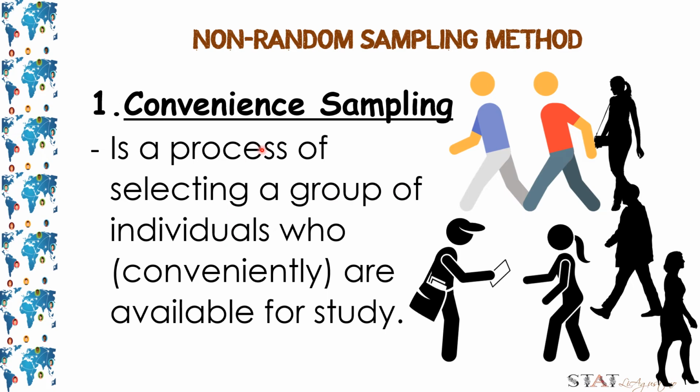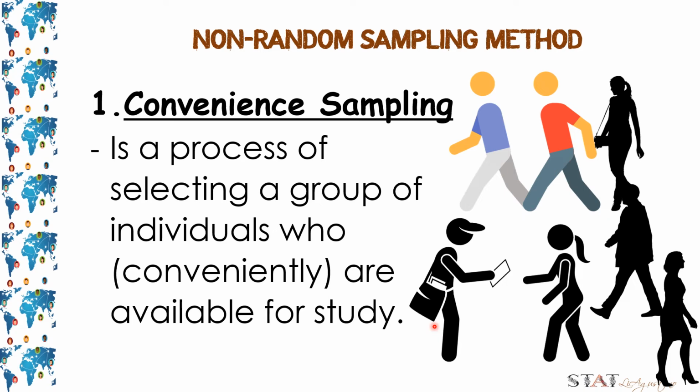What is convenience sampling? One of the methods of non-random sampling is convenience sampling. It is a process of selecting a group of individuals who are conveniently available for study. For example, you go to the city and usually you see people giving out questionnaires or giving out coupons. So just convenience.